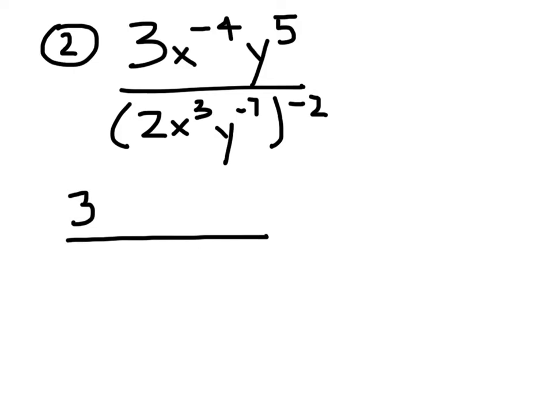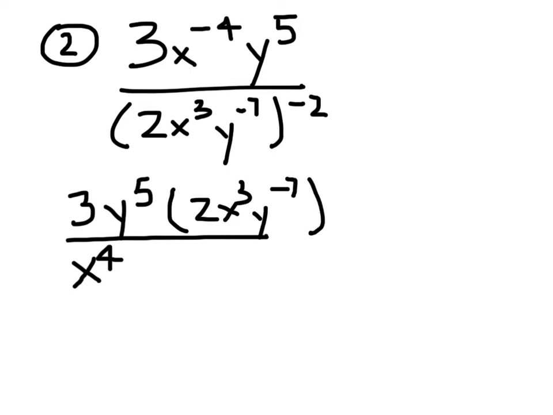But this x is raised to a negative power, so I'm going to move it to the denominator, which makes the exponent positive. Lastly, in the numerator, I have that y to the 5th. 5 is positive, so that y stays right where it is. Now, in the denominator, this whole thing is being raised to a negative power, so I'm going to move that entire thing, which makes the negative 2 positive.